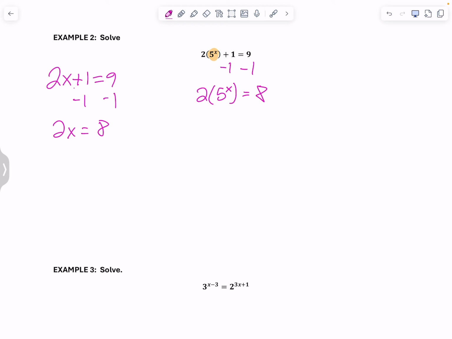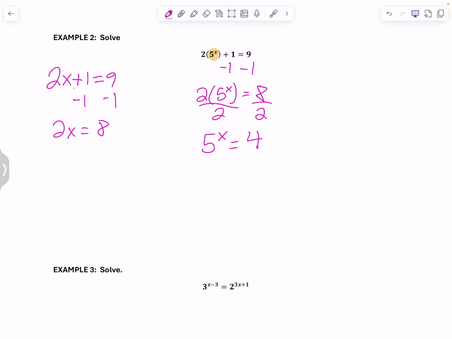I'm glad you said that. No. That is the common error I see the most. I have my Calc 3 students that still do it. PEMDAS, right? Parentheses first. You can't do 2 times 5. But I could divide the 2 out. So I got 5 to the x equals 4.